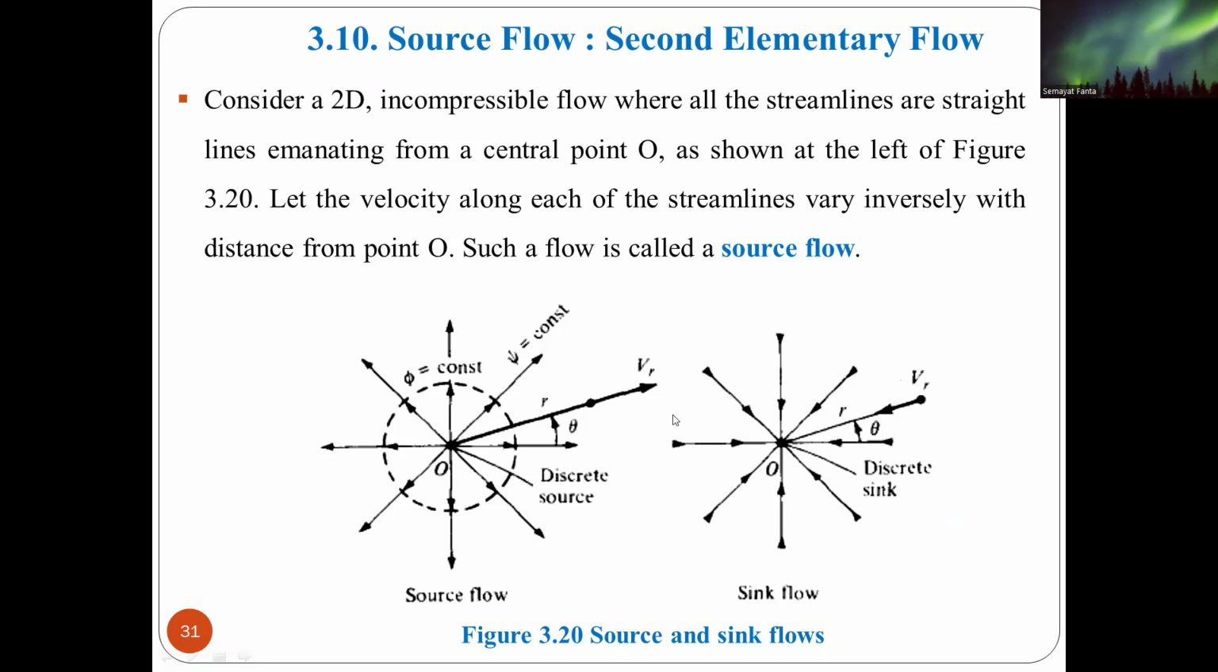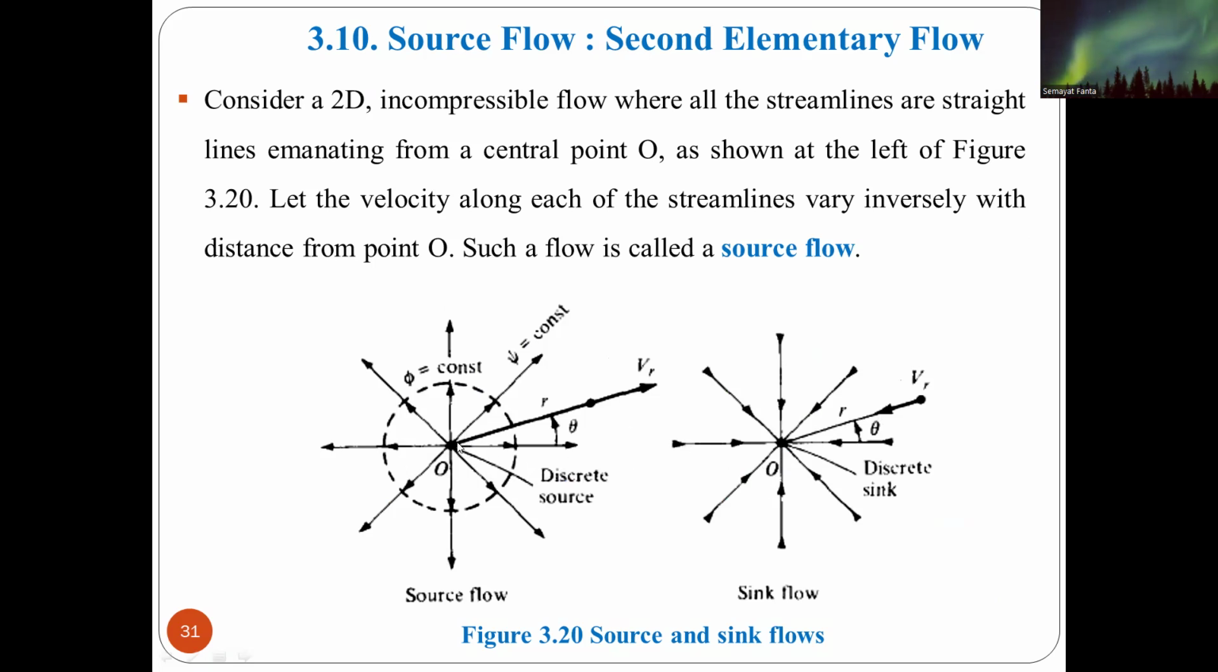Now let's consider another pattern of flow. The source flow is the second elementary flow type considered here. In this source flow, you see, you have a point source and all the flows are outward from this point. In the same way, we have sink flow also. The flow is towards the same point, O. Source flow and sink flow.